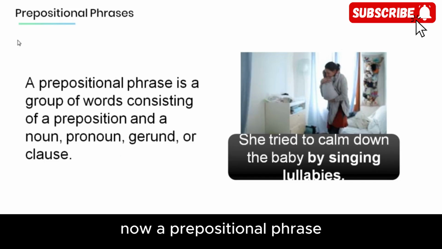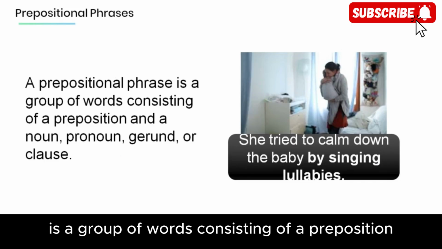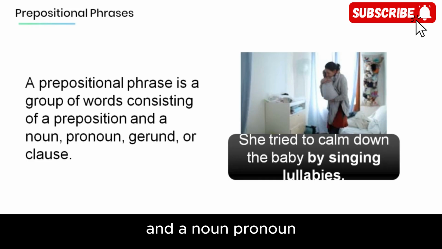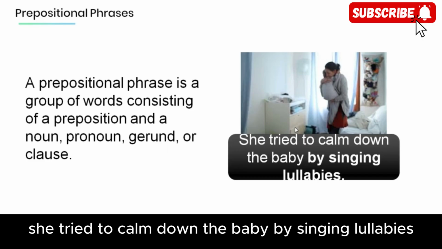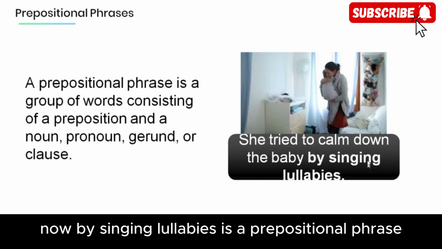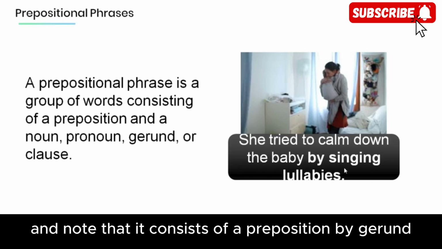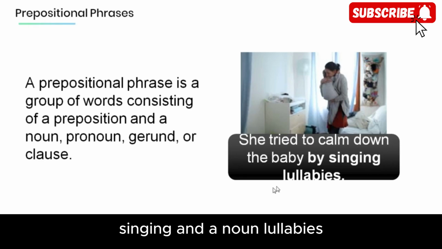Now, a prepositional phrase is a group of words consisting of a preposition and a noun, pronoun, gerund, or clause. Have a look at the example over here. She tried to calm down the baby by singing lullabies. Now, "by singing lullabies" is a prepositional phrase, and note that it consists of a preposition, "by", a gerund, "singing", and a noun, "lullabies".